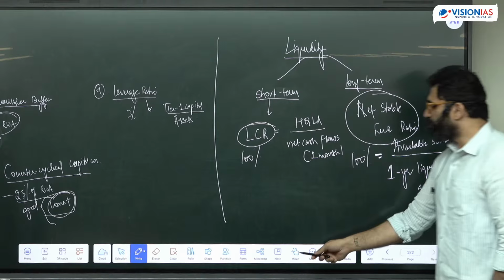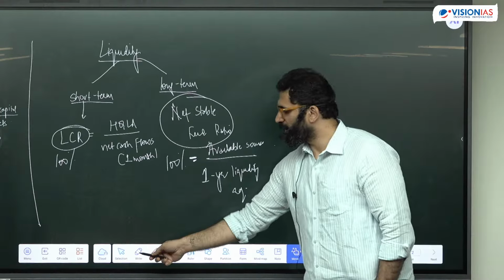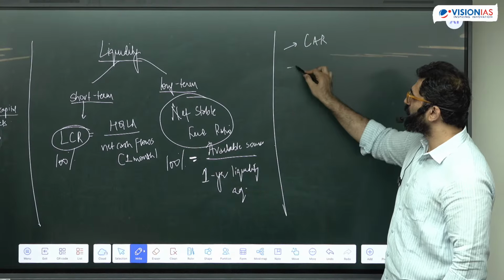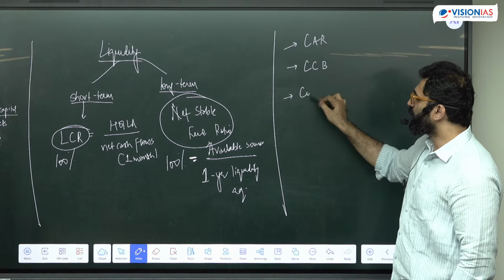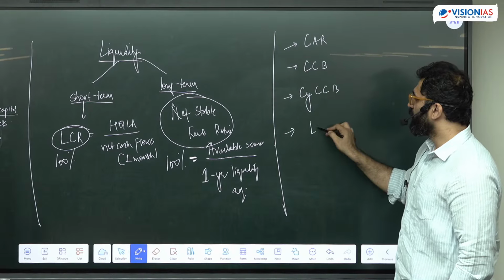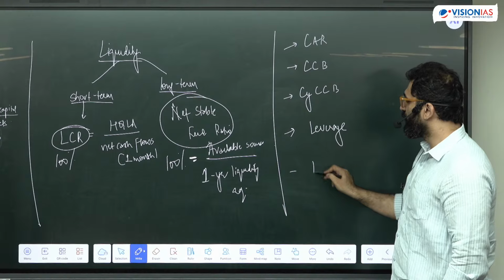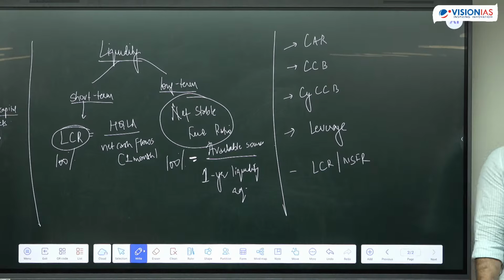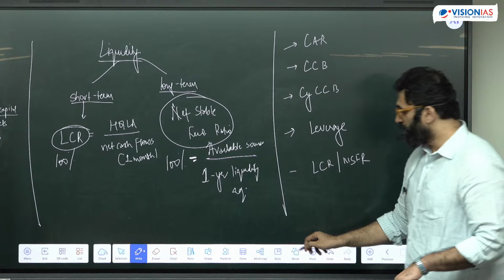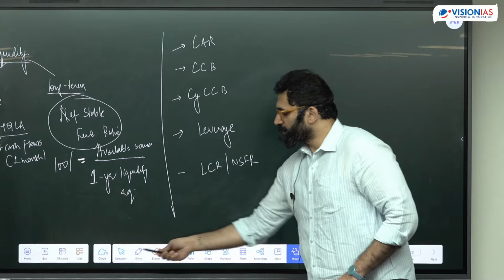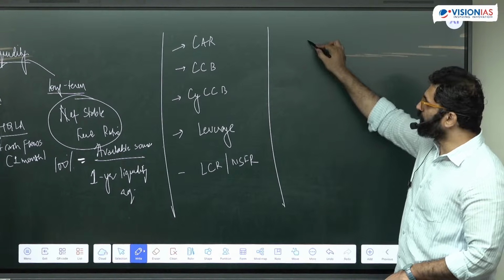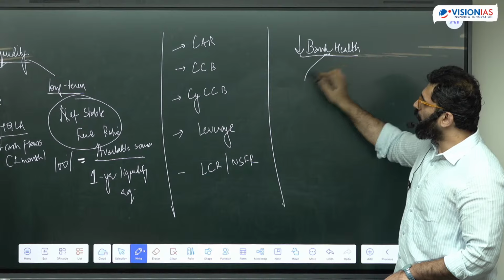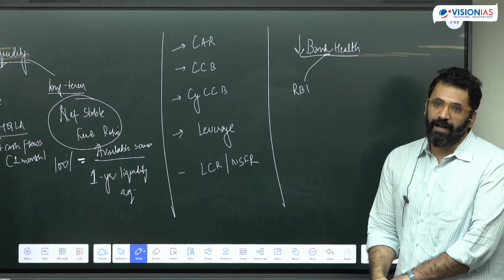Now, what if banks don't maintain these ratios? I have some ratios: capital adequacy ratio, capital conservation buffer, counter cyclical capital buffer, leverage ratio, and liquidity coverage and net stable funding ratio. RBI ने सब banks के ऊपर लगा दिया है this Basel 3. This is all Basel 3. What if banks don't follow? That means, what if the bank's health deteriorates? How will the RBI supervise this deterioration of bad health?